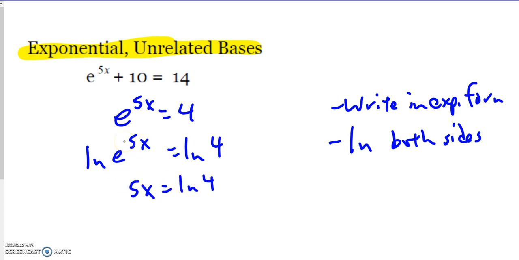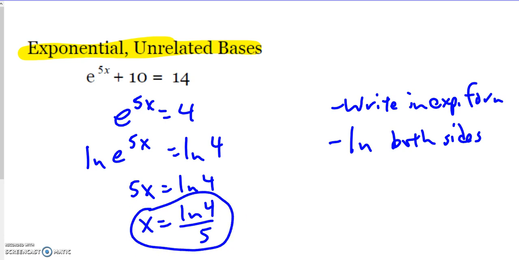Therefore, they cancel each other out, and it would just be 5x equals ln 4. And then you can simply divide by 5. I'm okay with leaving your answer like this, ln 4 divided by 5. That is exact. If you also wanted to put that in your calculator, that would be appropriate as well. It would be approximately 0.277. So either of those answers would be fine.